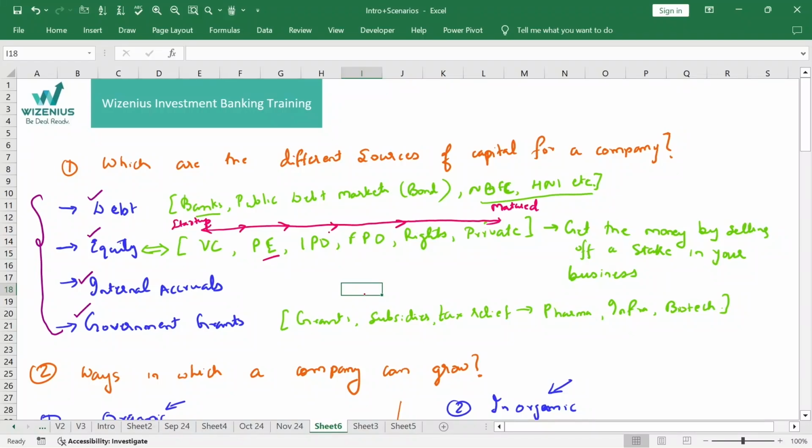You ask retail investors and institutional investors to invest their money into your business. And if you still need capital in future for big projects, you can again go for further dilution in the form of follow-on public offers, rights issues, or private placement. But everything falls under the equity mode of financing.